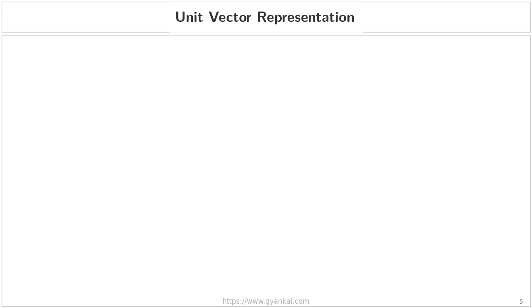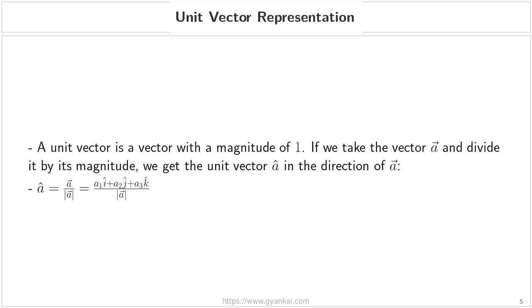Unit vector representation. First, let's recall the concept of a unit vector. As you might remember, a unit vector is simply a vector that has a magnitude of exactly 1. If we take our original vector, let's call it vector A, and divide it by its own magnitude, we effectively scale it down so that its length becomes 1, while keeping its direction exactly the same. We denote this new unit vector as a hat.